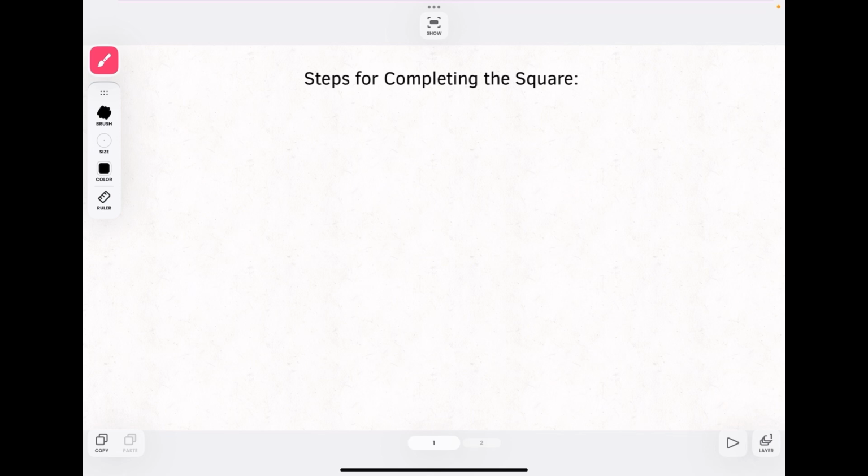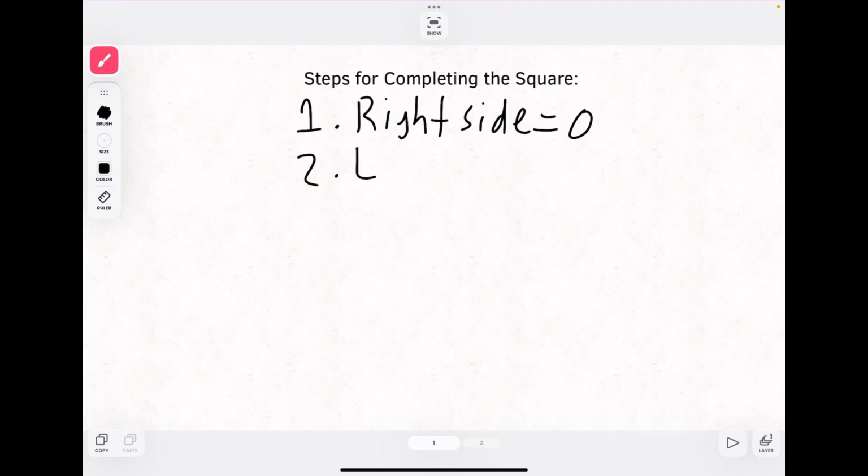But anyways, with all that being said and done, before we get into practicing completing the square, we first need to learn the 8 steps in order to complete the square. So anyways, the 8 steps, excuse my handwriting. First, just like with pretty much any other factoring problem, you want to make sure the right side is equal to 0 and that your leading coefficient is equal to 1.